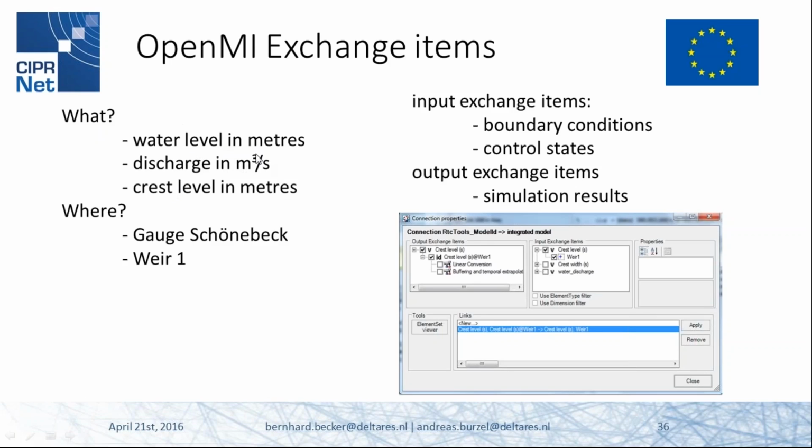And there's also the opportunity to convert units. And this next thing is where it applies, and we had, for example, the weir number 1 and gauge Schönebeck or observation point 2 or something. In our case, we used simple names of model objects, but this can also be spatial related XY coordinates, for example, or 3-dimensional coordinates. That's also possible. OpenMI supports that.